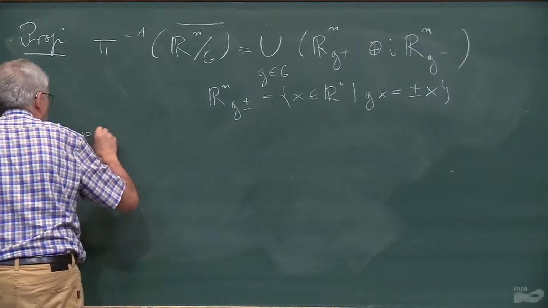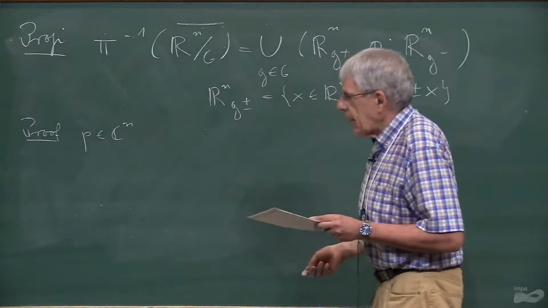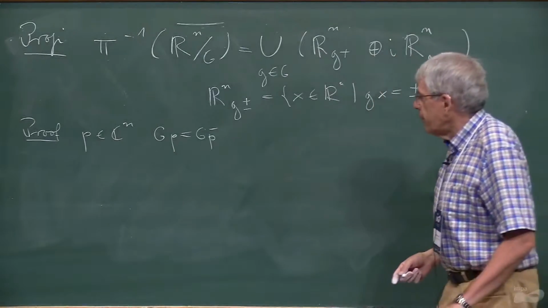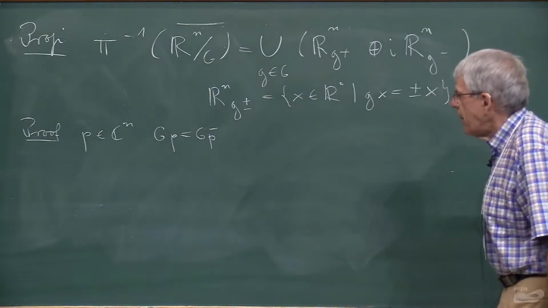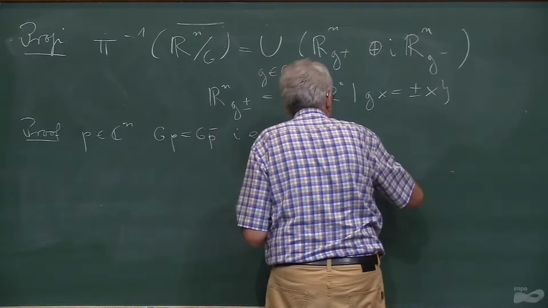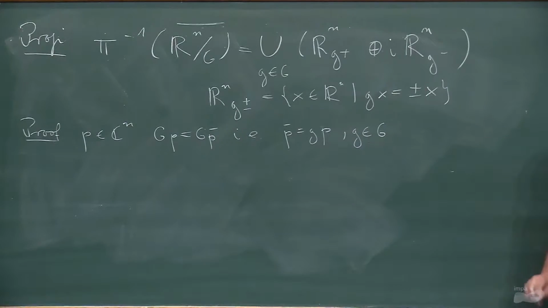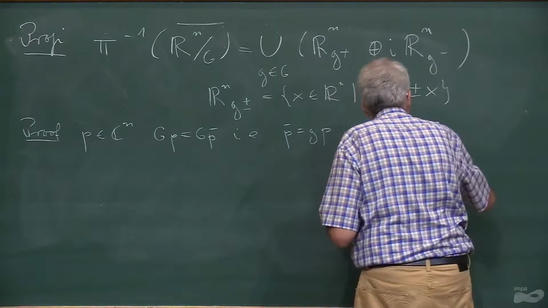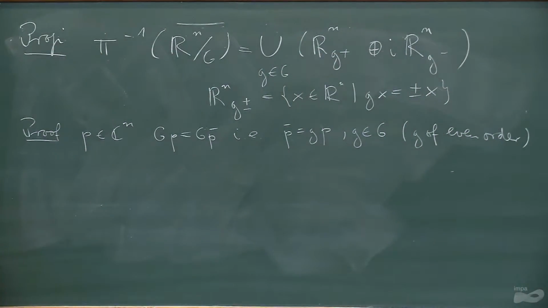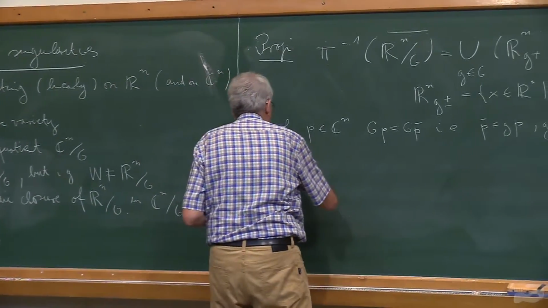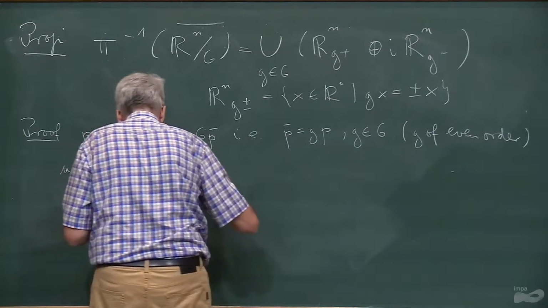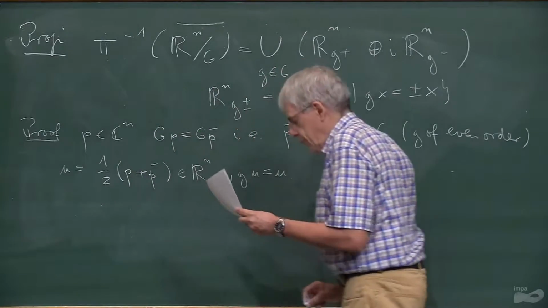So if we have a point P in Cn such that the class of P is such that Gp is equal to Gp bar, so it goes to the same image, to the same orbit, to the same class in Rn modulo G, this means that P bar is equal to gp for some g in G, and of course g has to have even order. And so if we have a group of odd order, there are no elements of even order, so we do not have to care about this. So then we define U to be 1/2 (P plus P bar). This is now an element in Rn, and one can compute that g of U is equal to U.